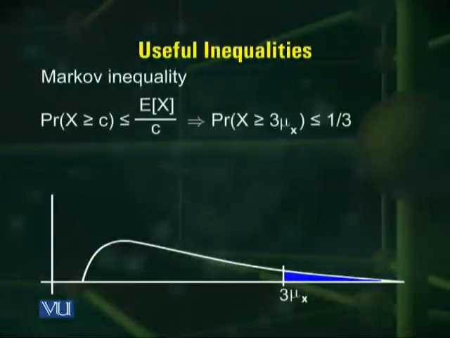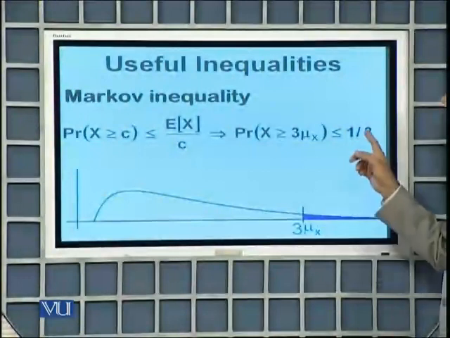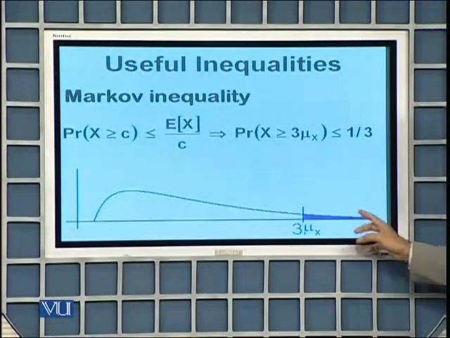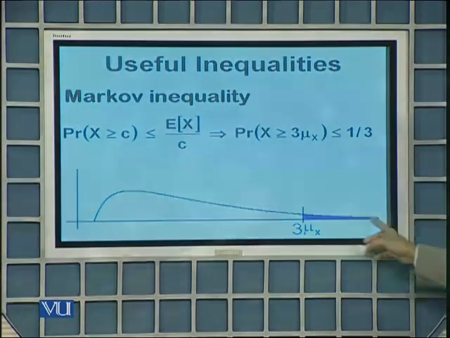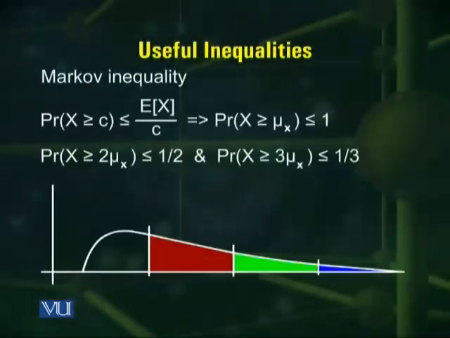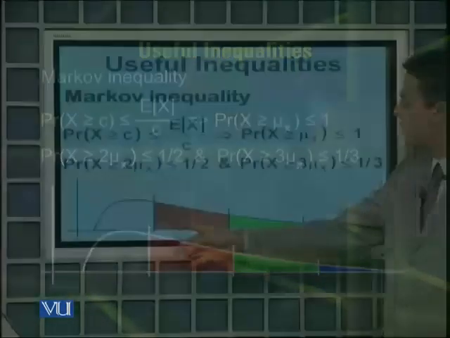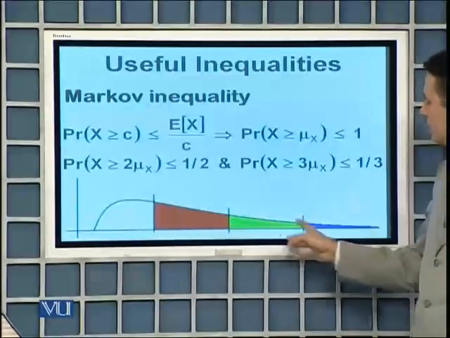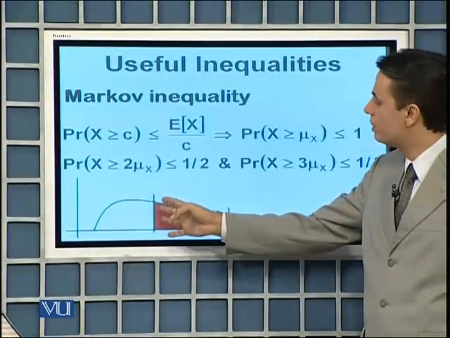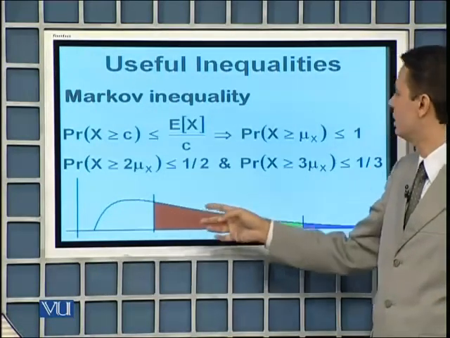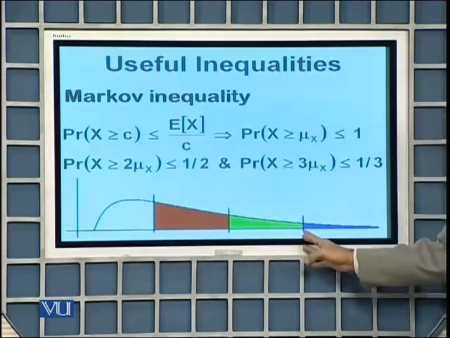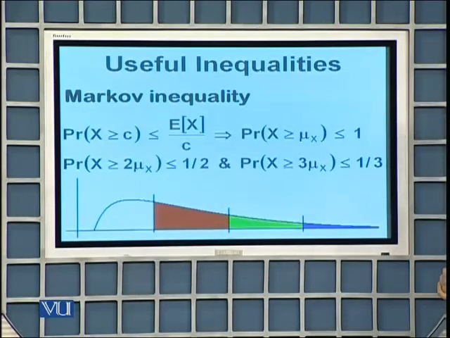Similarly, if we pick c to be 3 mu x, then Markov inequality puts an upper bound of 1 over 3 for the probability of this tail, which starts at 3 times mu x and ends at infinity. This can be summarized in this figure that you see on your screen, where markings are at mu x, 2 mu x and 3 mu x, and it says that the probability of this random variable being larger than mu x is less than 1, being larger than 2 mu x is less than half, and being larger than 3 mu x is less than 1 over 3.